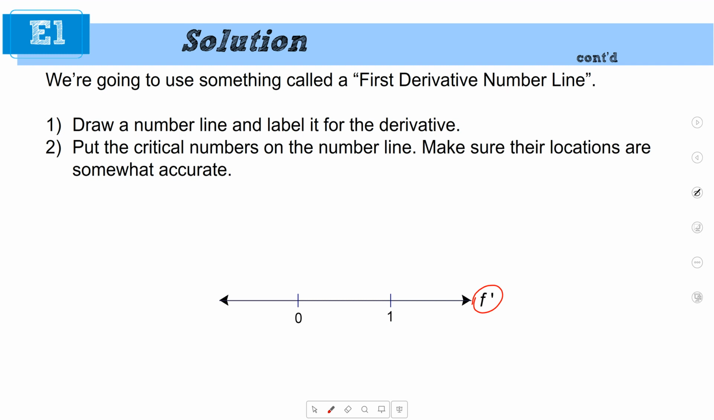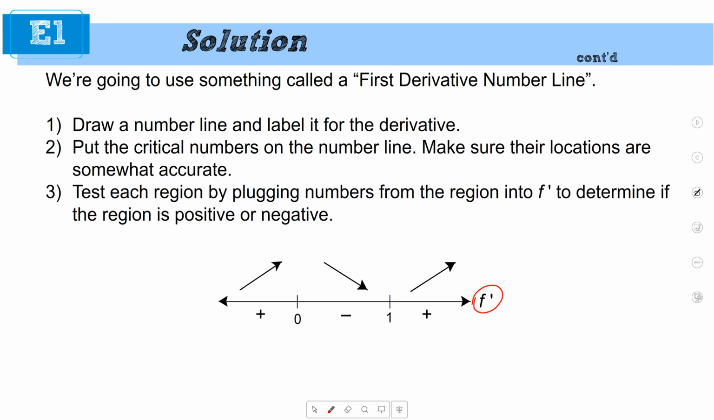Put the critical numbers on that number line. Remember from Tuesday, critical numbers are where the derivative equals 0 or where the derivative is undefined. Test regions, just like we did with Mason, and we get that picture. The arrows are important because they show you where it's increasing and decreasing, and it kind of gives you a general shape of the curve.